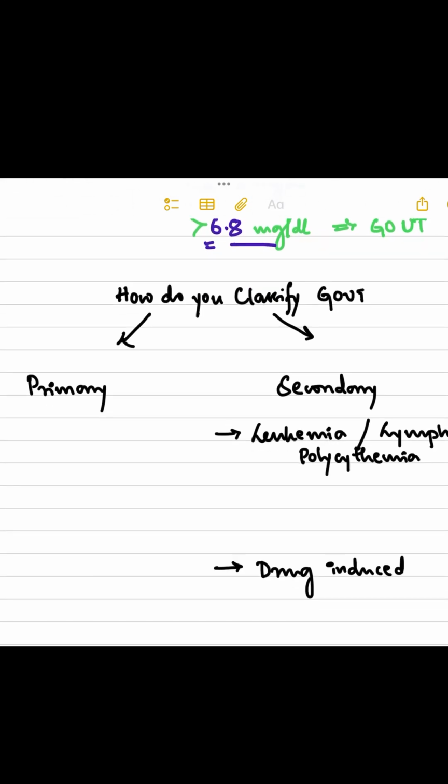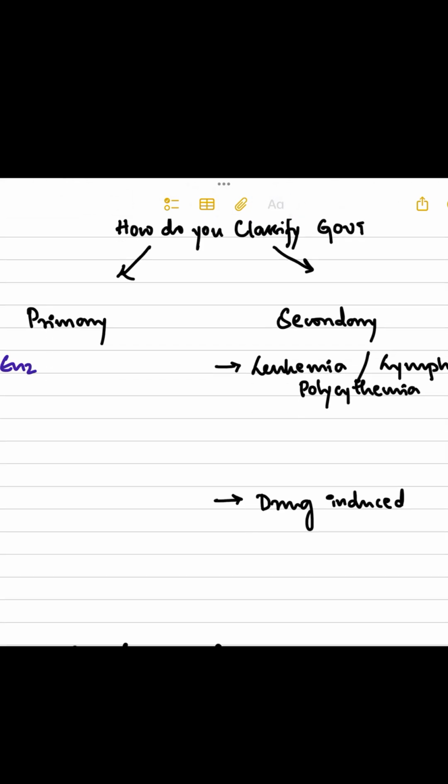Classify gout. Gout can be primary or secondary. Okay, what do you mean by primary? Primary is due to enzyme deficiency. So primary is mainly due to enzyme deficiency. What do you mean by enzyme? Which enzyme deficiency will lead to the gout pathophysiology?